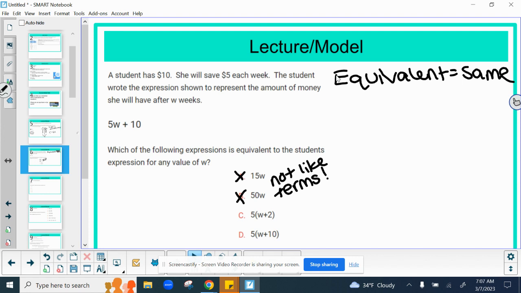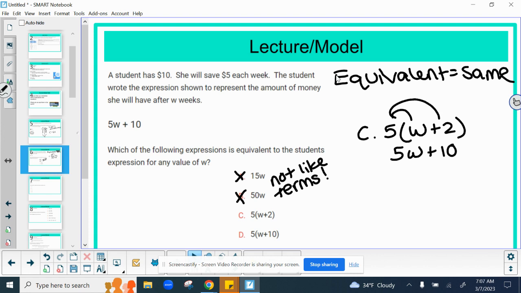So now let's look at C. I have 5 times W plus 2. When I have an outside number multiplied by a group in the parentheses, we can use the distributive property. 5 times W is 5W. 5 times 2 would be 10, which does match 5W plus 10. So in theory, it should be C.